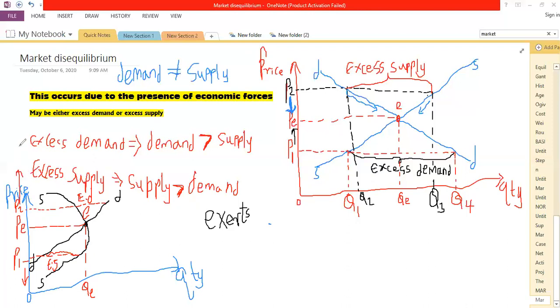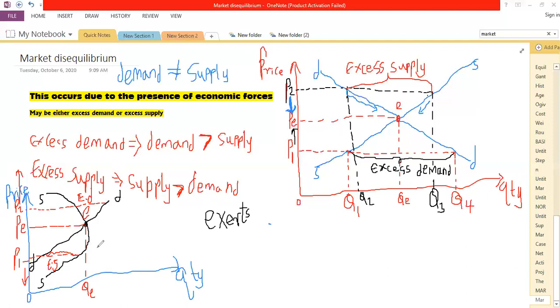So price will be pulled far, far away from the equilibrium price, PE here. As PE increases, it will be pulled far, far away from the PE, and there's no way in which we are able to restore our equilibrium position to where it was.